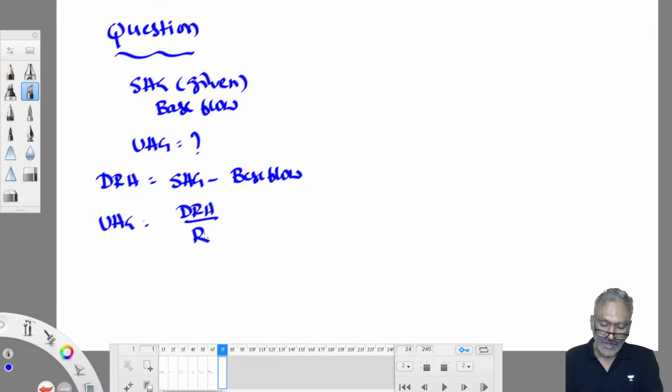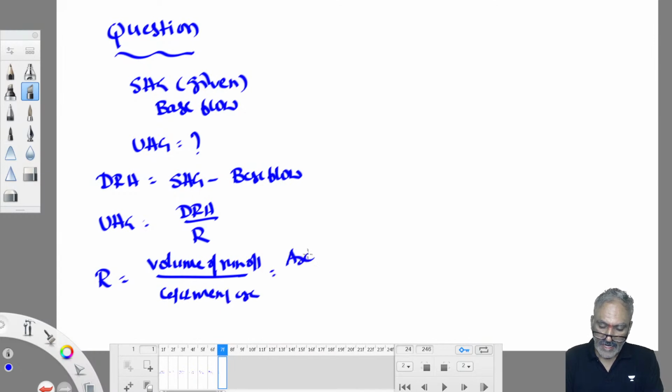So how to find the runoff? Once the direct runoff hydrograph is known to you, R is equal to the volume of runoff divided by the catchment area, which gives the R value. How to find the volume of runoff? It is the area of the direct runoff hydrograph. The area of the direct runoff hydrograph divided by the catchment area A gives you R.